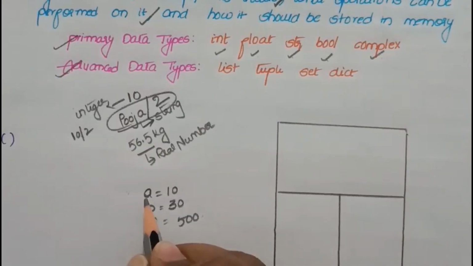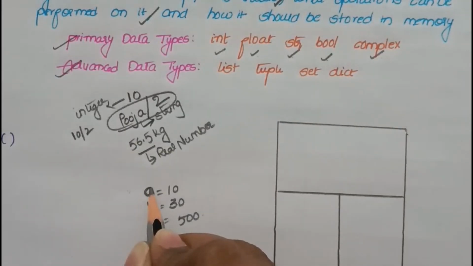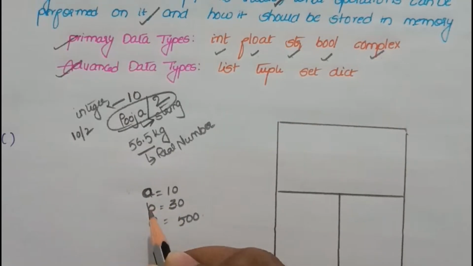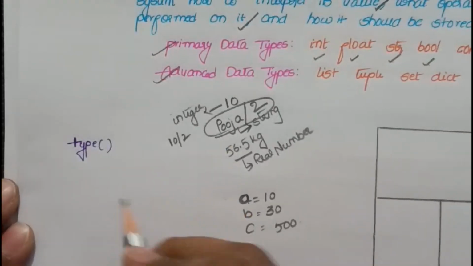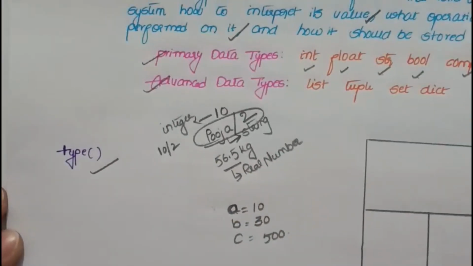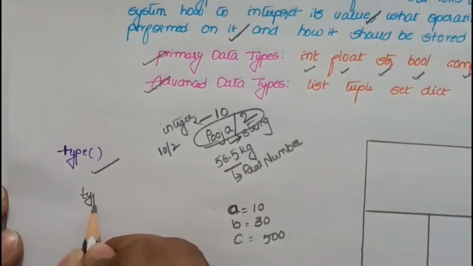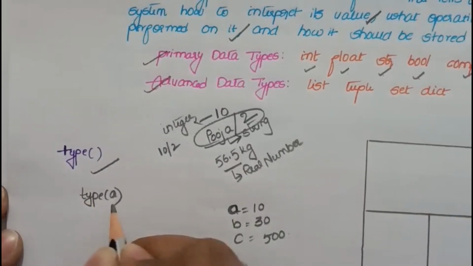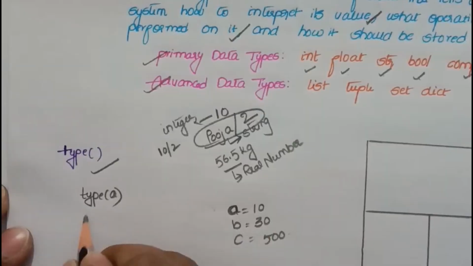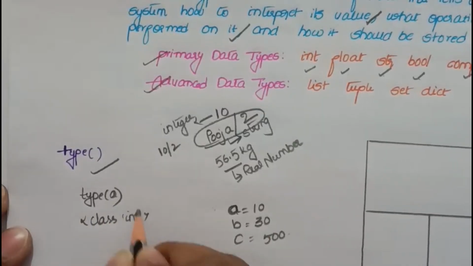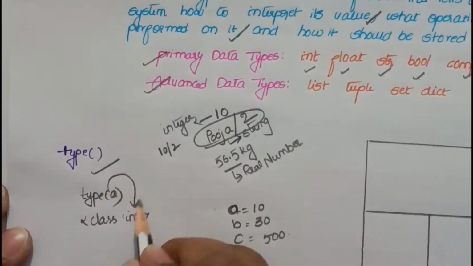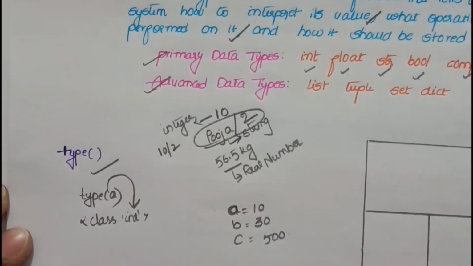If you want to know how Python is really interpreting this variable a, you have the type function. If you write type of a and execute it, Python will return class int, meaning a is of int. a is an object of class int. In this way, we have to understand it.